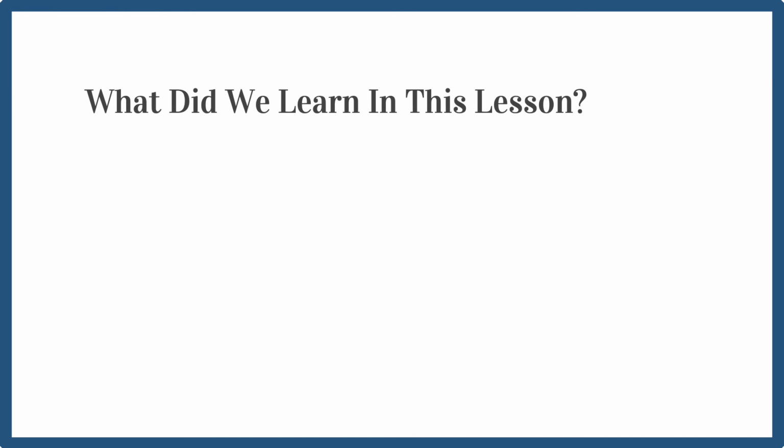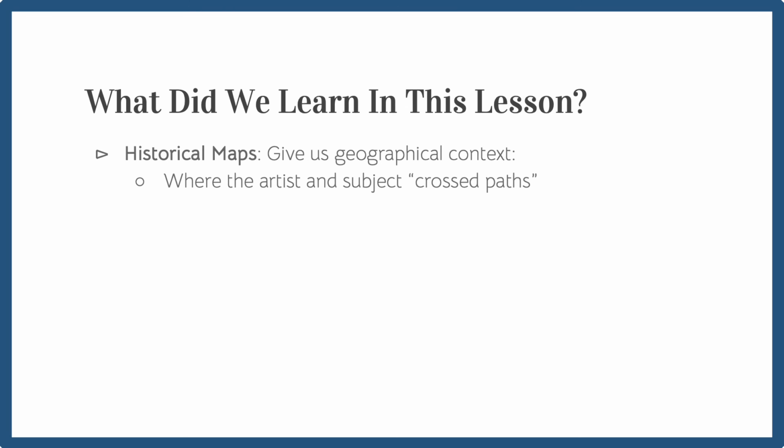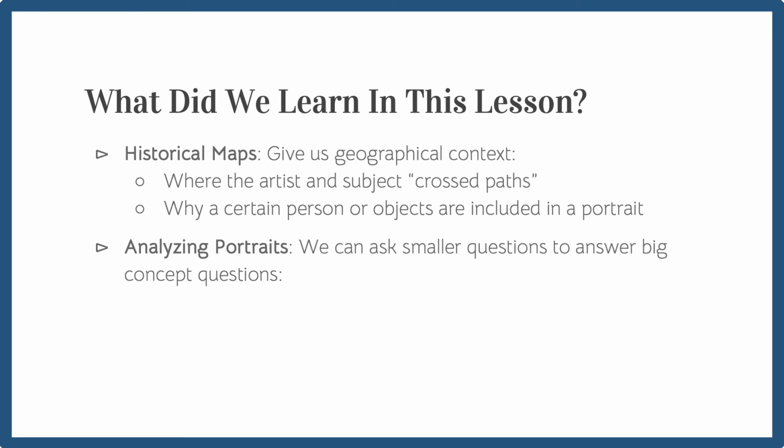Let's do a recap of what we learned from this lesson. First, we saw how historical maps can be used to learn about the geographical context of portraits. They can show us where the artist and subject cross paths and why certain people or objects are included in a portrait. We also learned how to start analyzing portraits. We can ask smaller questions about portraits to answer big concept questions.